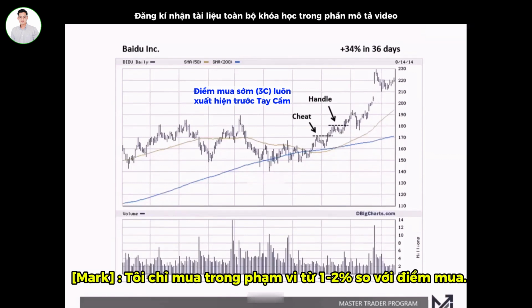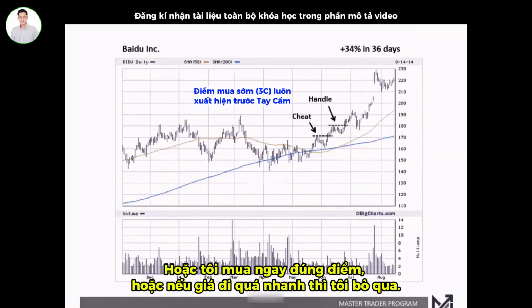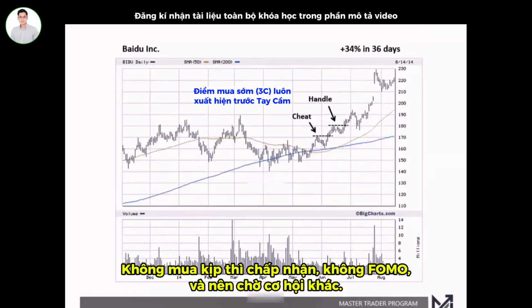Occasionally I go to 2, but I'm never buying it up 3, 4, 5% above the buy point. If I either buy it right at the buy point, or if it takes off, I leave it alone. Sometimes they move too fast and you can't get them, so you let them go, and you've got to get rid of that fear of missing out and just look for the next one.